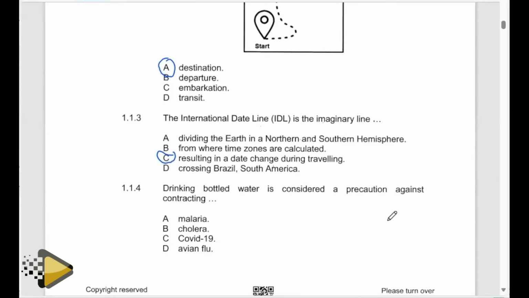Drinking bottled water is considered as a precaution against the disease which is associated with drinking contaminated water, which is cholera. So when you drink bottled water, it is considered to be a precaution against a disease known as cholera. Then moving on to the next question.